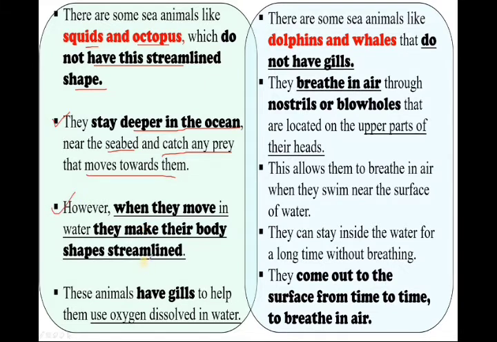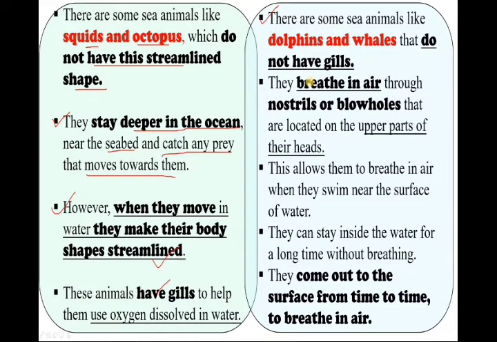However, when they move in water, they make their body shape streamlined. Actually, they don't have the adaptation of a streamlined shape, but when they move in water, they make their body shapes streamlined. These animals have gills to help them use oxygen dissolved in water, to breathe and take dissolved oxygen from the water.